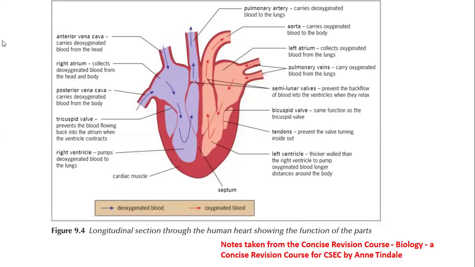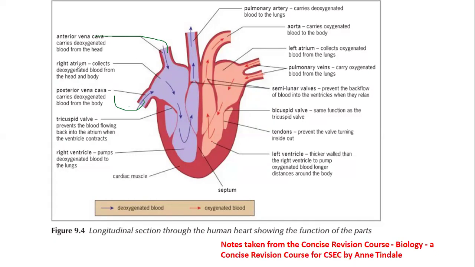So we see that deoxygenated blood is coming from here and it's coming from here, right? Then we have the atrium that collects those deoxygenated blood. That is the right atrium. Remember, guys, the deoxygenated blood is on the left, and the set of chambers in the heart that deals with deoxygenated blood is the right.